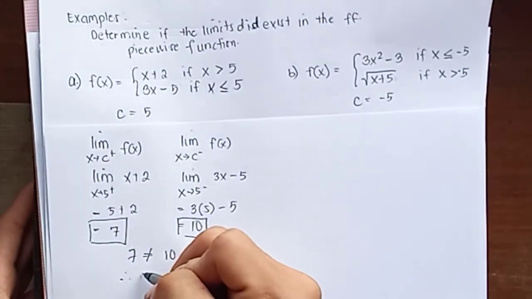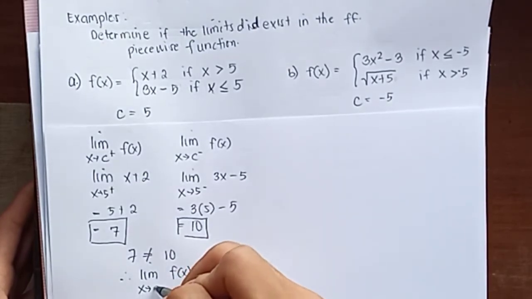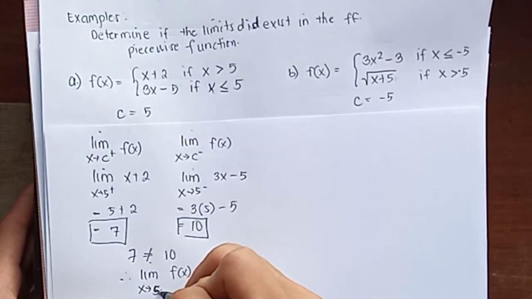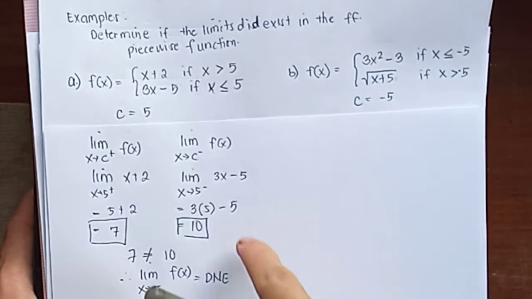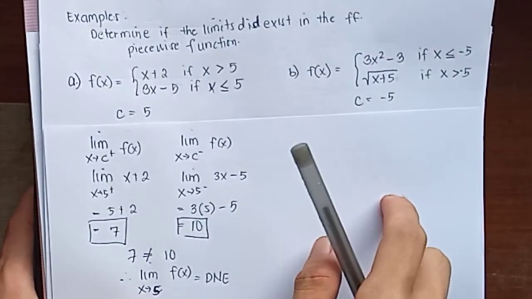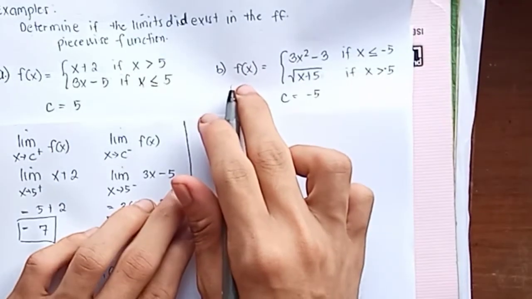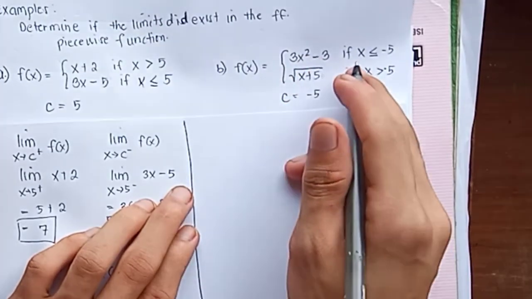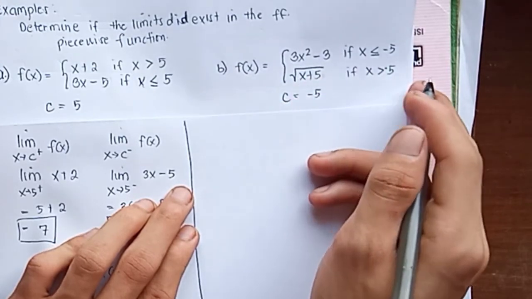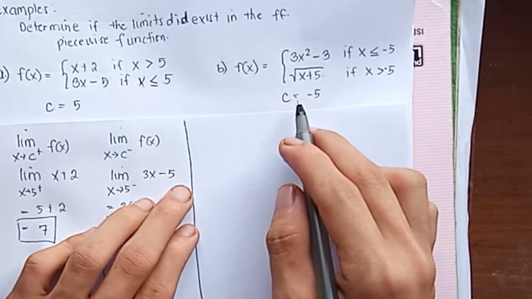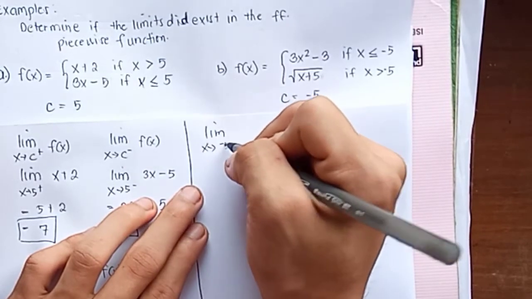Therefore, you can say that the limit of f of x as x approaches c, or 5, does not exist for this piecewise function. Another example. Say f of x is equal to 3x squared minus 3 if x is less than or equal to negative 5, and square root of x plus 5 if x is greater than negative 5. Our c here is negative 5. So find the limit as x approaches negative 5 from the right.